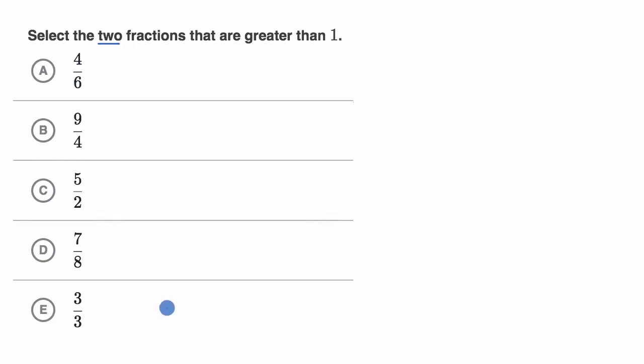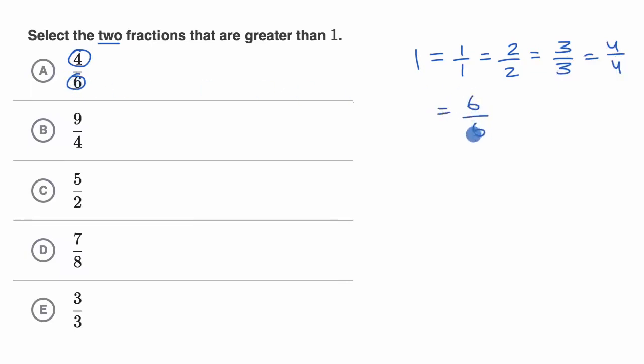And so the main thing to pay attention to is how the numerator relates to the denominator. When they're equal to each other, we are at 1. For example, 1 is equal to 1 whole, 1 once. Or you could also write it as 2 halves, which is also equal to 3 thirds, which is also equal to 4 fourths. We could go on and on. If you wanted it in terms of sixths, 1 would be equal to 6 sixths.